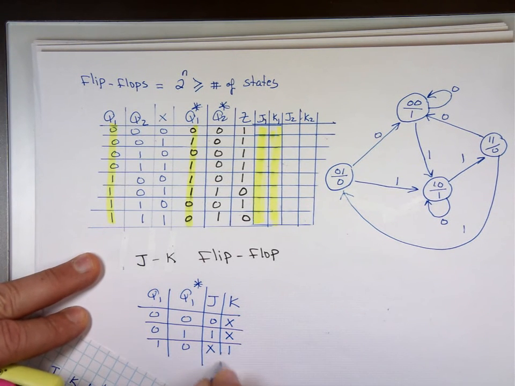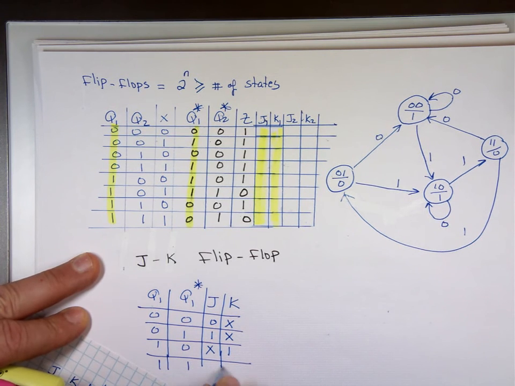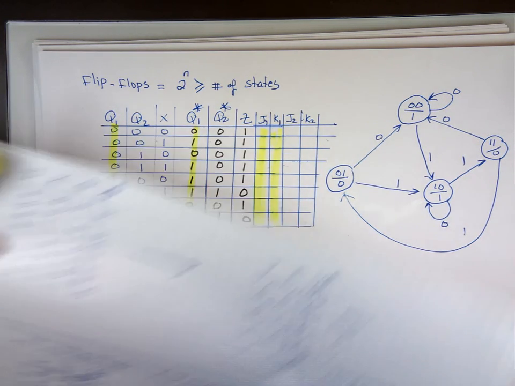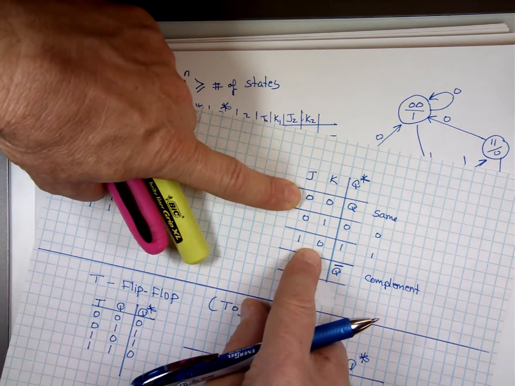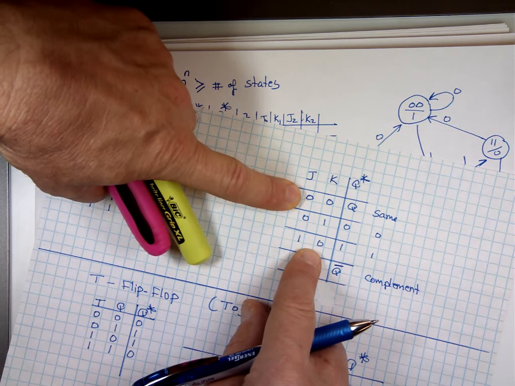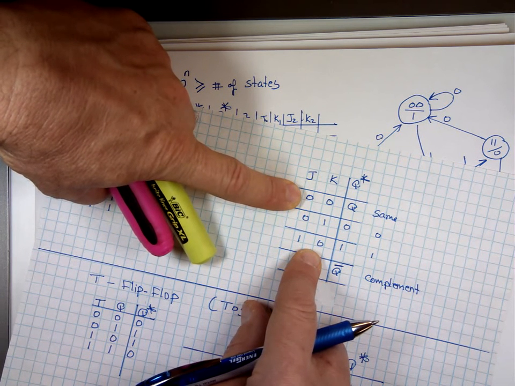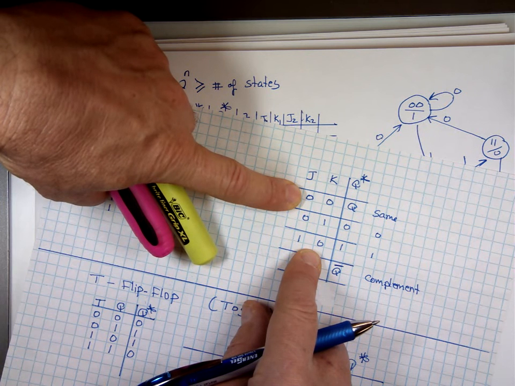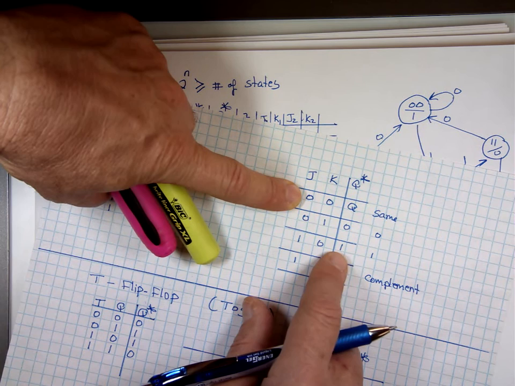And the last one is 1 to 1. I can keep it the same, which is right here, the first option, or this one. First and third row will do it for me. If I put 0, 0, that'll keep it the same. If I put 1, 0, it's going to force it to be 1. Doesn't matter what it used to be. So as long as K is 0, don't care about J.